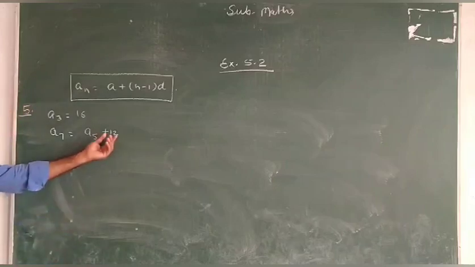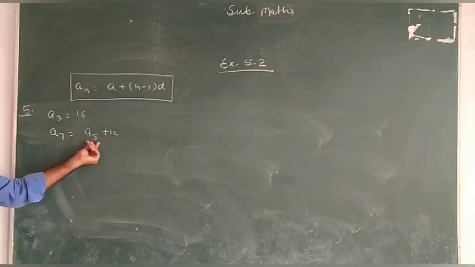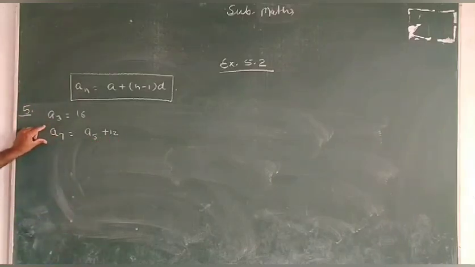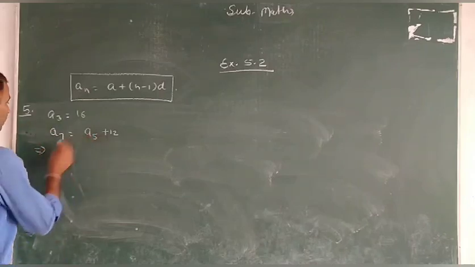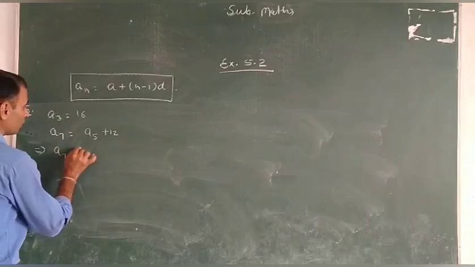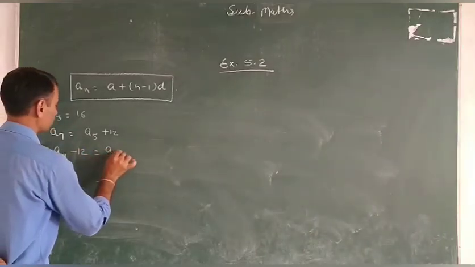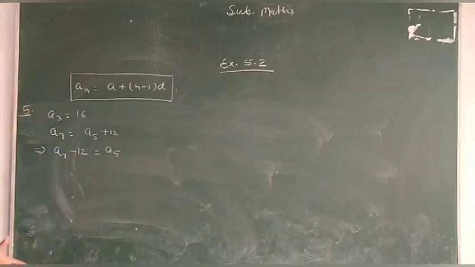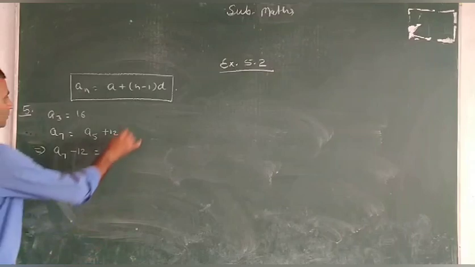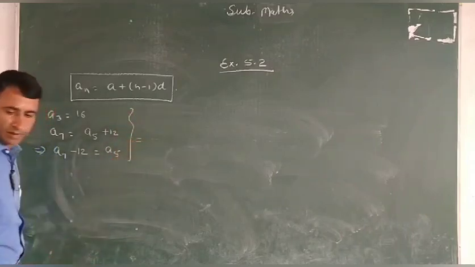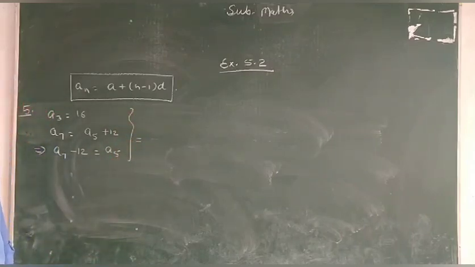So if I add 12 to the fifth term of this AP, then I get its seventh term, or we can say that if I subtract 12 from the seventh term of this AP, then I get its fifth term. So you can use either of these equations. Now we have to find the AP.